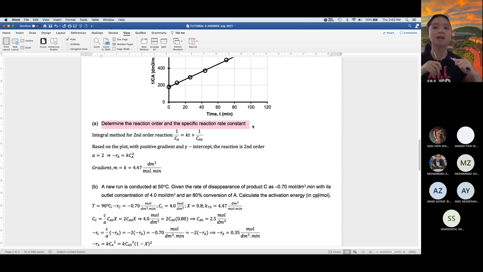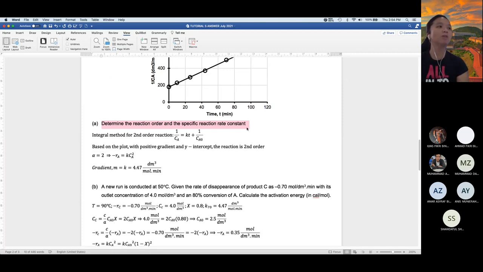Tetapi kalau kamu ingat, saya ajar kamu integral method, kita kena plot graf yang berlainan bergantung kepada reaction order dia. Dalam integral method, kalau zero order, saya kena plot satu graf. Kalau first order, saya kena plot graf yang berlainan. Second order pun sama. Kalau kamu perasan, ini integral method second order, maknanya second order merujuk kepada second order towards reactant A.